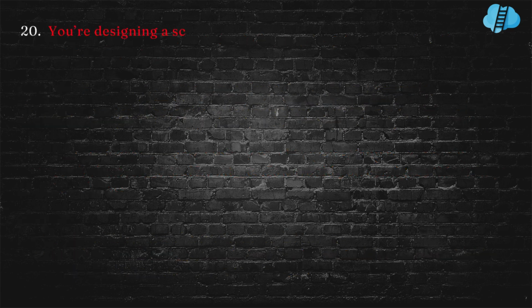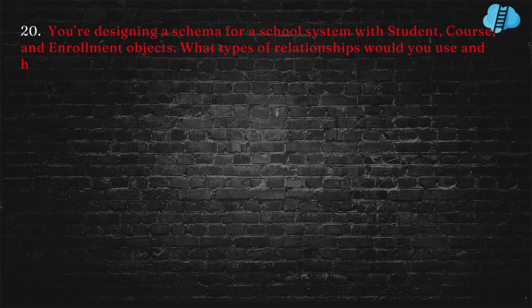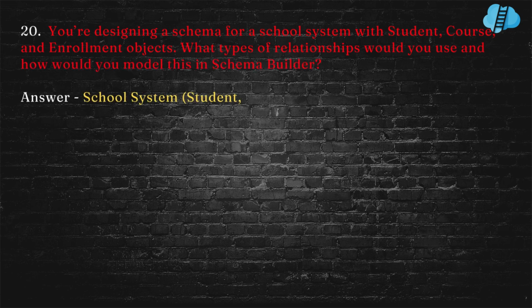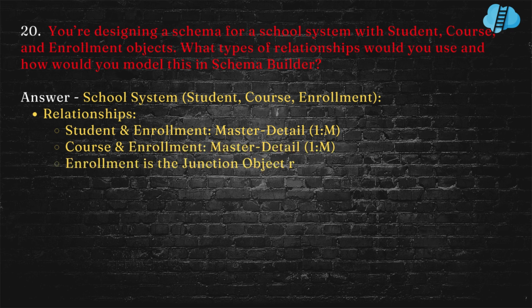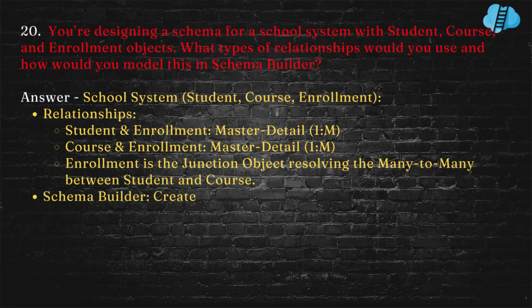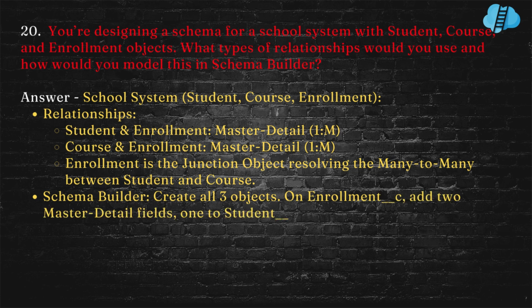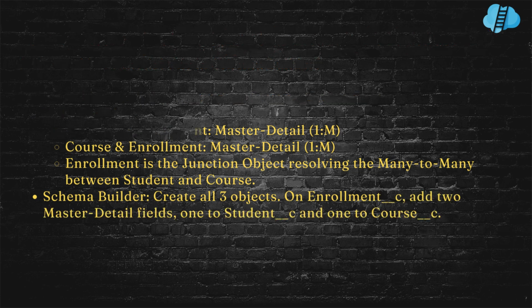20. You're designing a schema for a school system with student, course, and enrollment objects. What types of relationships would you use and how would you model this in Schema Builder? Answer: school system, student, course, enrollment. Relationships: student and enrollment, master-detail, 1 to M; course and enrollment, master-detail, 1 to M. Enrollment is the junction object resolving the many-to-many between student and course. In Schema Builder, create all three objects. On Enrollment__c, add two master-detail fields, one to Student__c and one to Course__c.